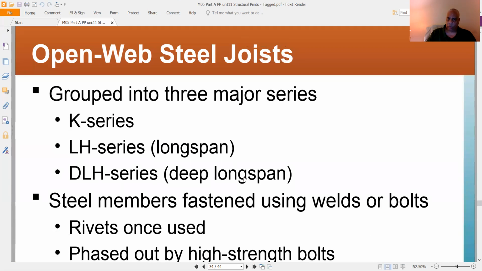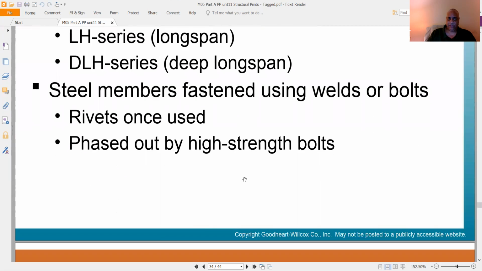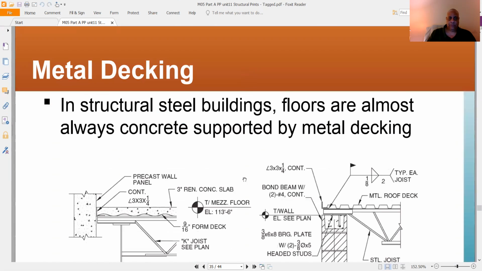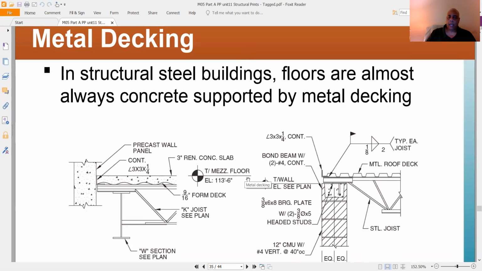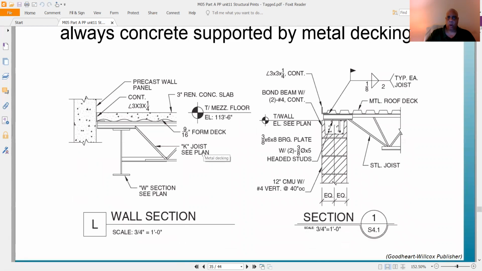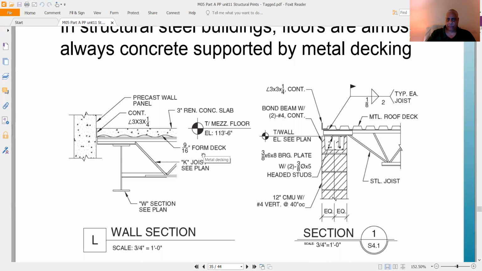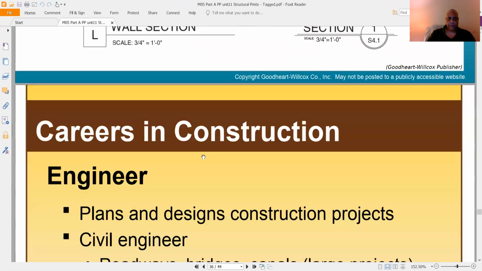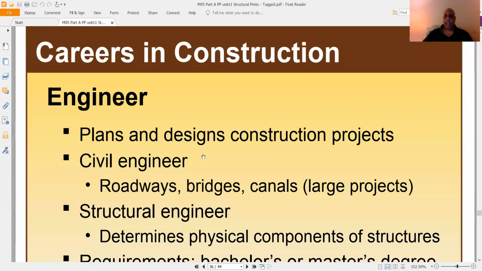Open web steel joists. And you have your metal decking. Now, usually a lot of your metal decking comes in your bridges and some of your buildings. Here's the diagram. You have a wall section right here. Now, again, here's something very important.